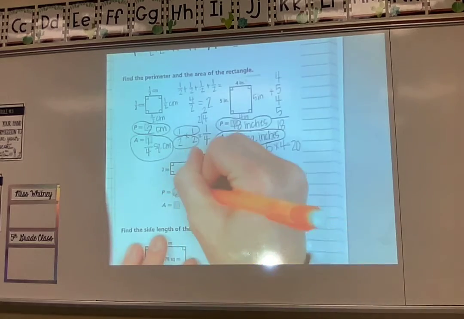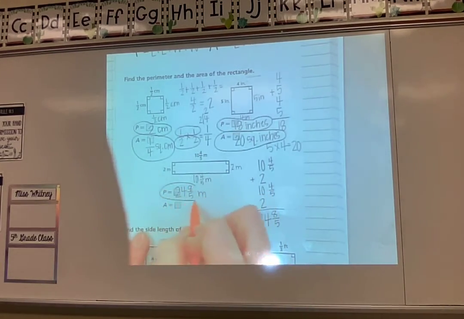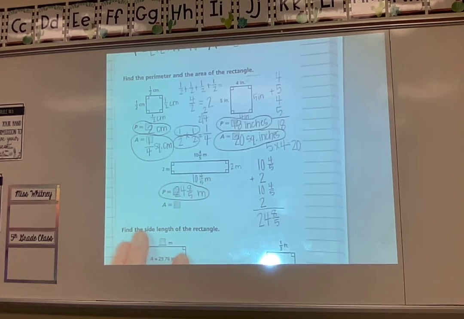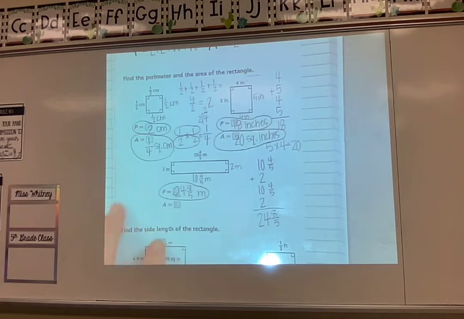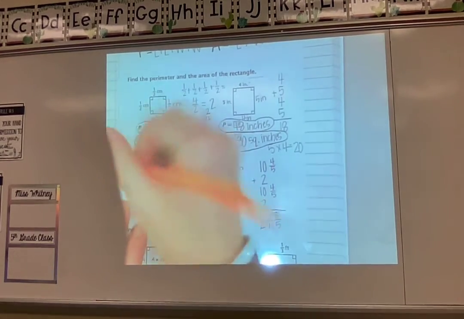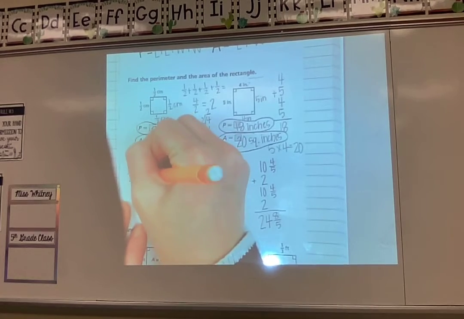My label would be M for meters because we are just doing perimeter. Remember, label stays the same if it's perimeter. Then they would also like for me to find the area. So for the area, I need to do 2 times 10 and 4/5.